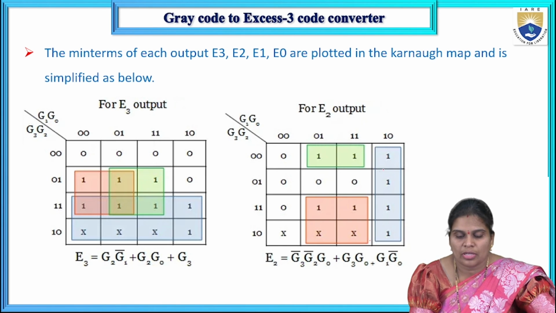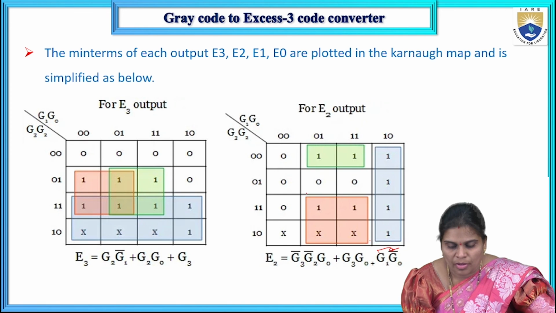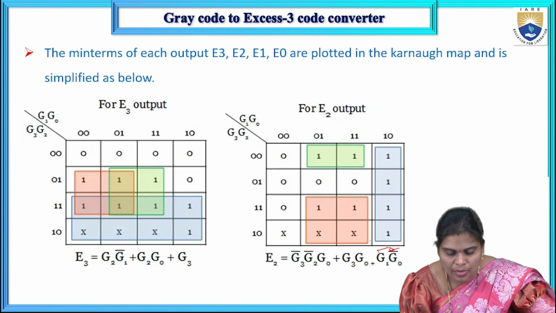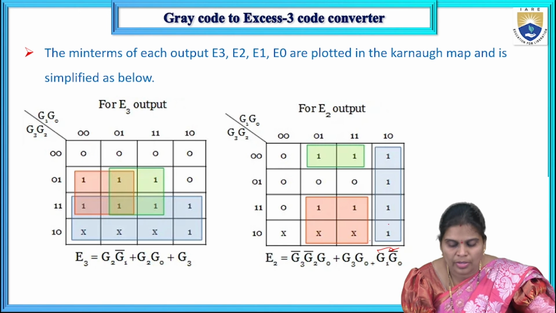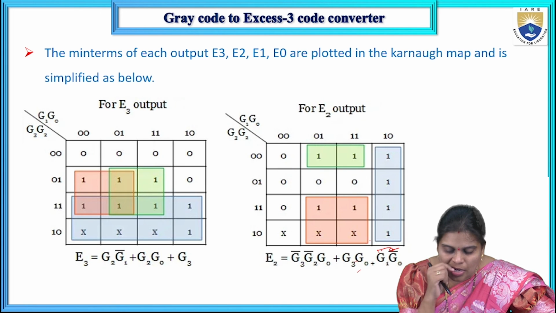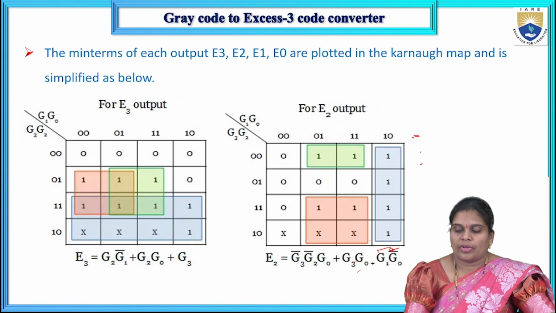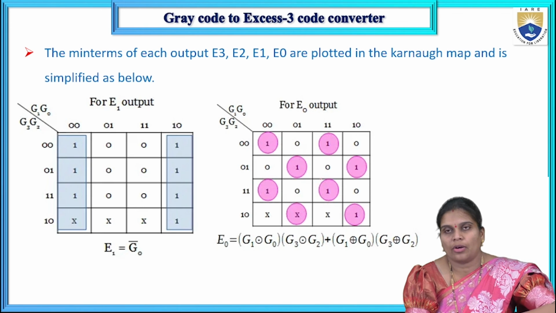Okay, for these four ones, G1 bar G0, G1 bar G0. For these two ones, G3 plus G2, for these two ones, G3 bar G2 bar plus G0, for these four ones. So here the G3 is there, G0 is there, G3, G0. Next one, four ones, we are having the G2, G1 bar. This is for the conversion of this one. Next, E1 is there. So, total 4 ones are there, 4 ones are there, 8 ones. So, that is the G0 bar. Next, E0 is there. So, no common groups are there.